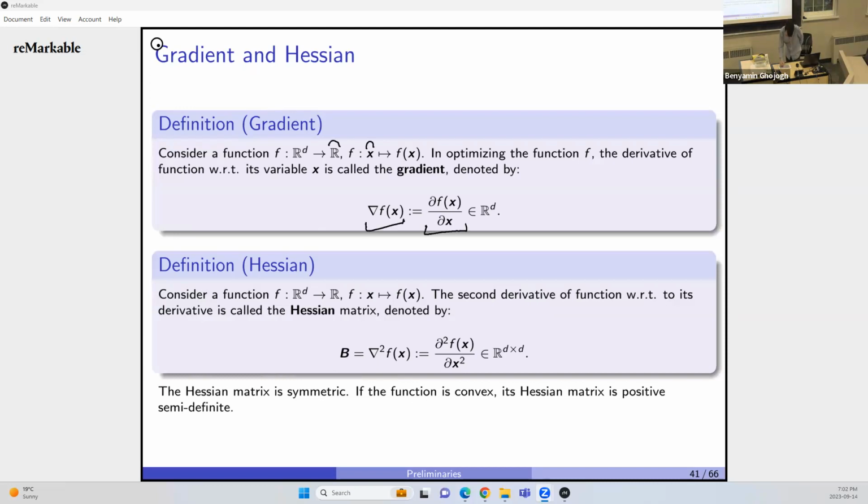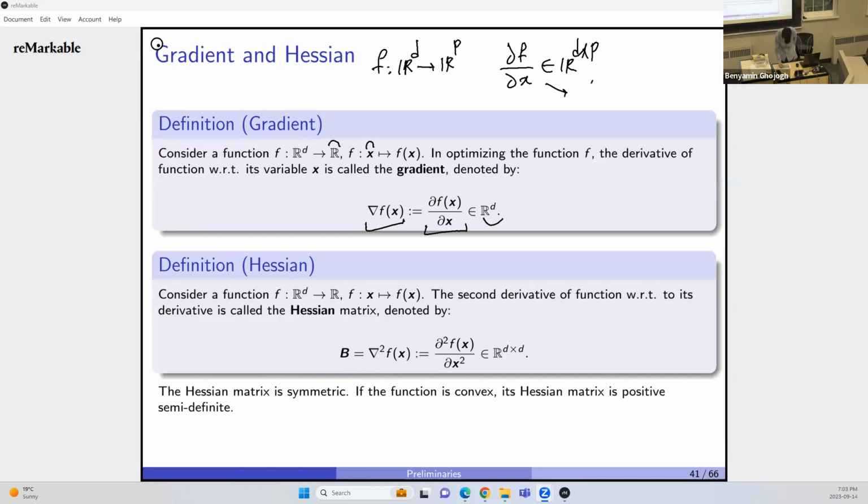It's a vector. However, when we have the derivative of a vector with respect to another vector, the first order derivative becomes a matrix. Sometimes we call this matrix first order derivative the Jacobian. So what do I mean? If f is from R^d to R^p, for example, then the derivative of f with respect to x becomes R^(d by p) or p by d. In this case, this becomes a Jacobian.